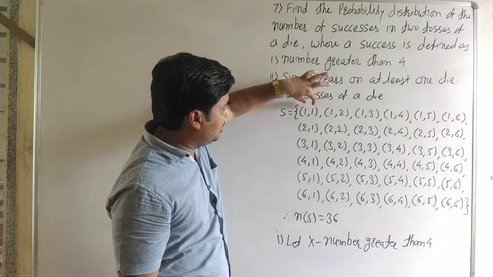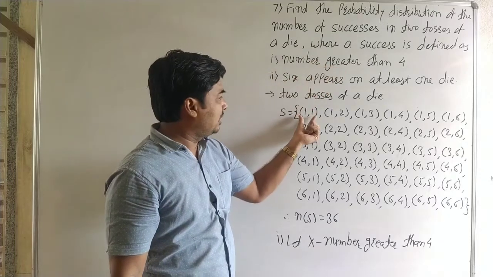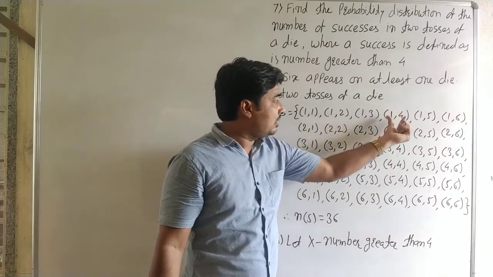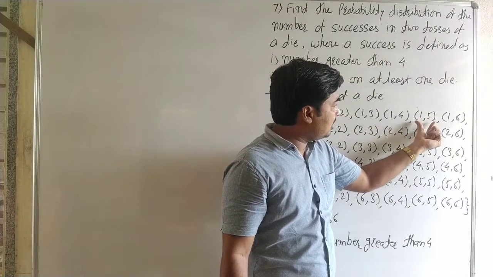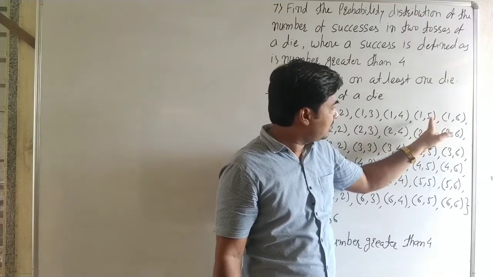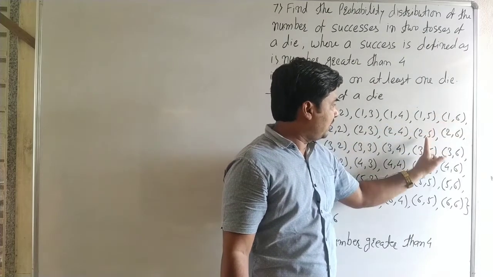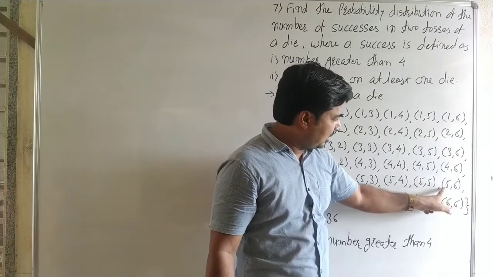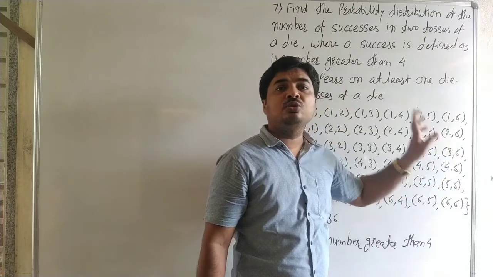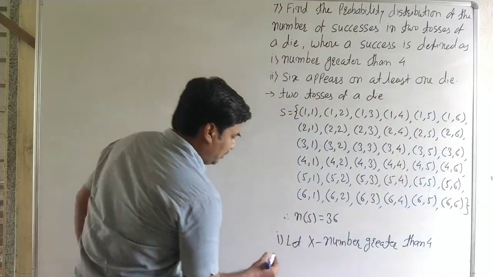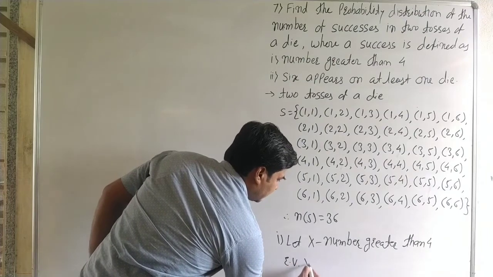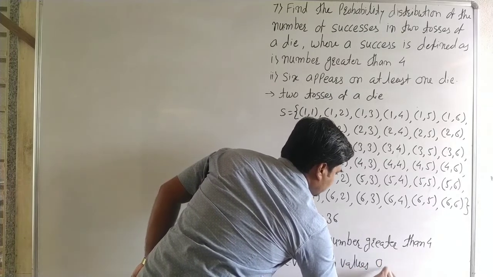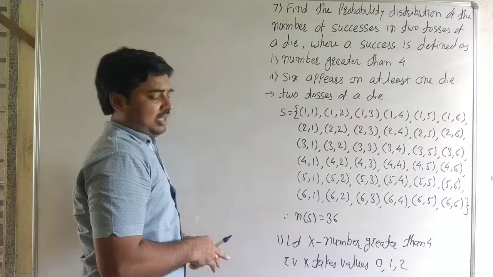The first outcome is 1, 1. There is no 5 or 6, so here it is 0. Number greater than 4 is 0 here, and also 0. But here the number greater than 4 is 1, that is 5. Here it is 1, 1, 1. But for 5, 5 there are 2 numbers greater than 4. That means the random variable x takes values 0, 1 or 2.